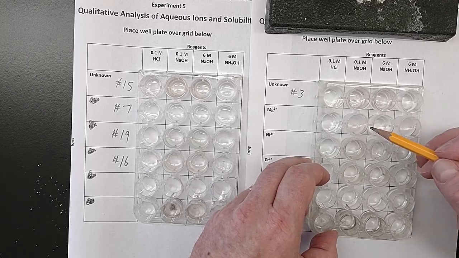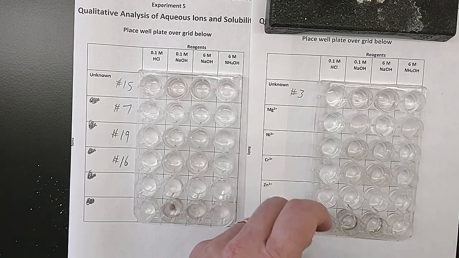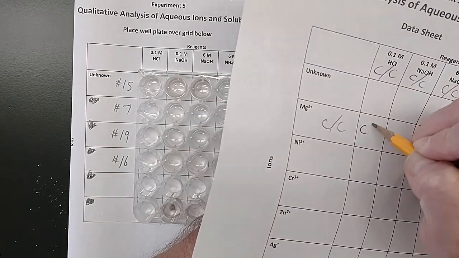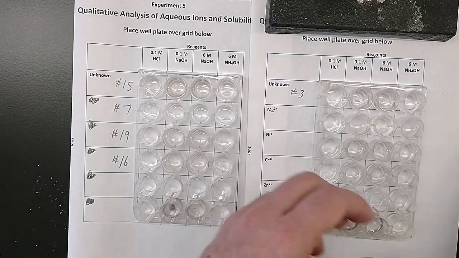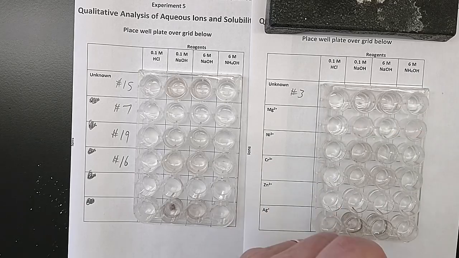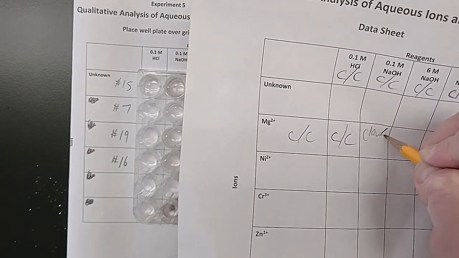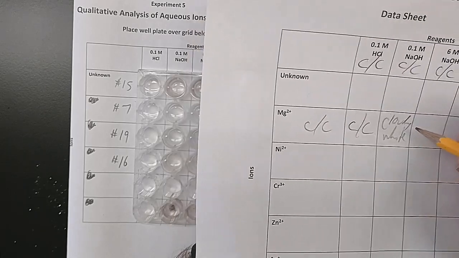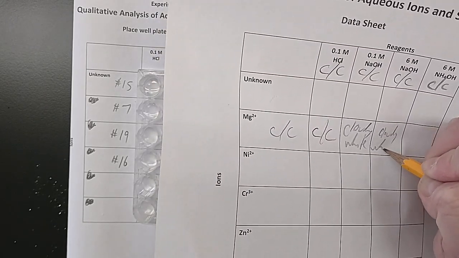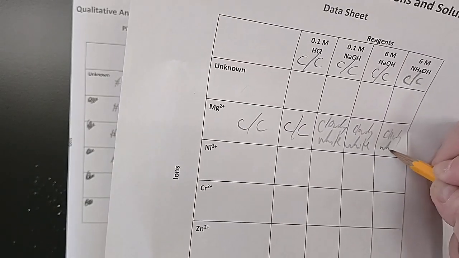Okay, so cloudy and white, cloudy and white, cloudy and white. That's what I'm going to record in pen. This, the hydrochloric acid, was still clear and colorless, right? Nothing going on in the first one. Clear and colorless. This was cloudy and white. Cloudy and white, cloudy and white.